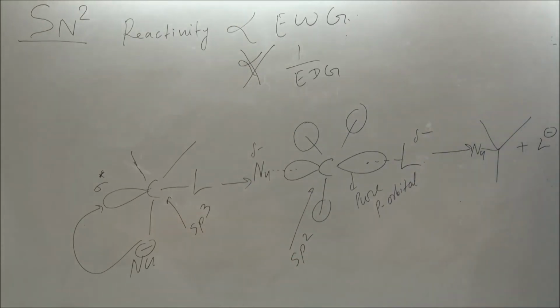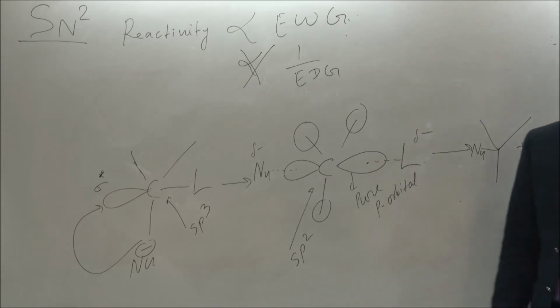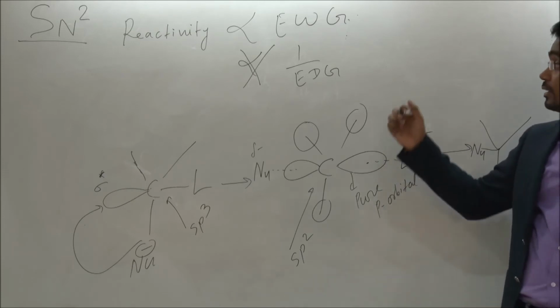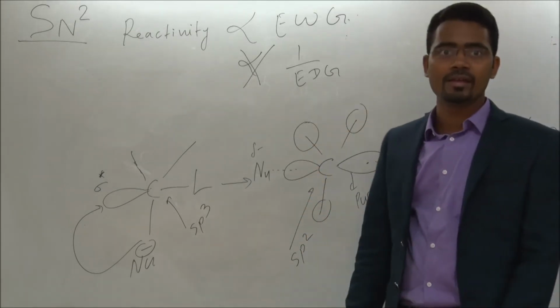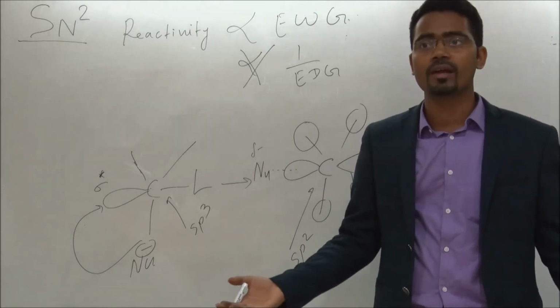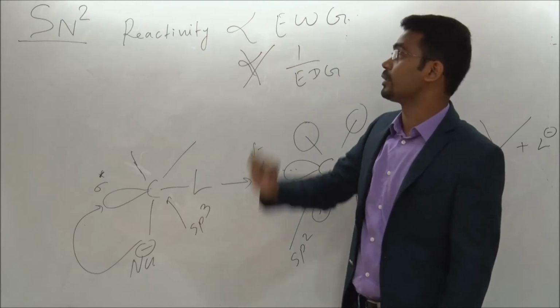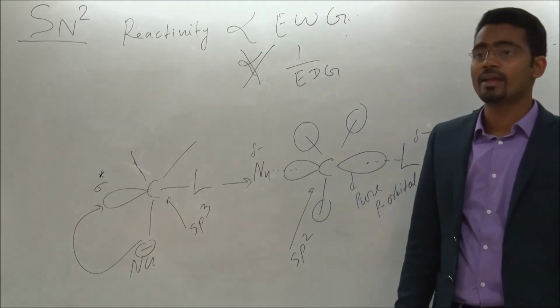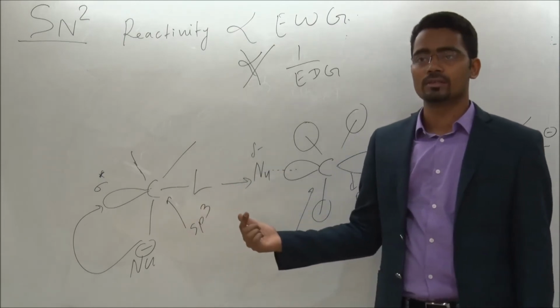So why? What is the reason? And in JEE Advanced, a question has been asked from here. And if it depends on electron withdrawing group, so what is the criteria? It is minus I or minus M. What is the criteria? So electronic factor. Why does SN2 reaction depend on electronic factor? So let us see.